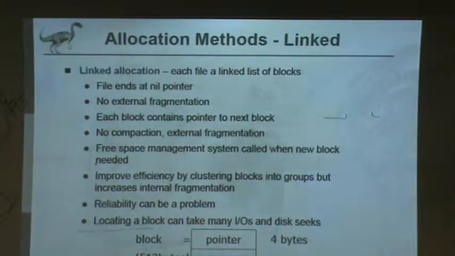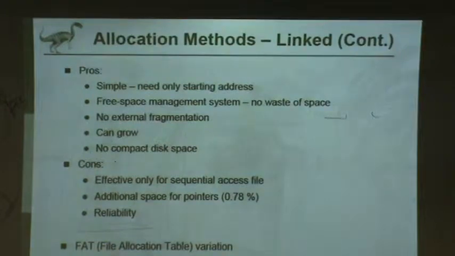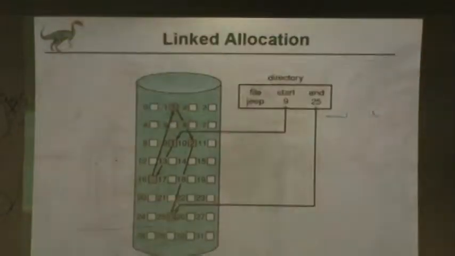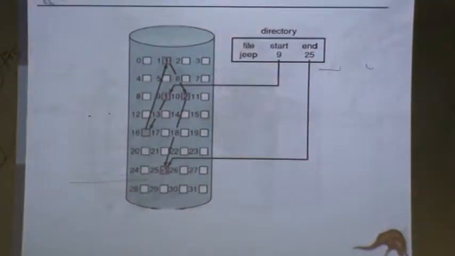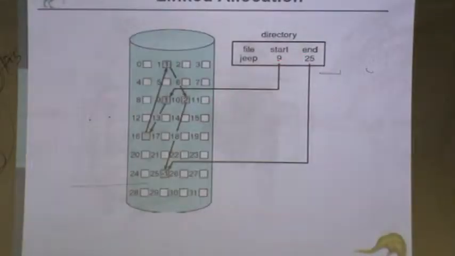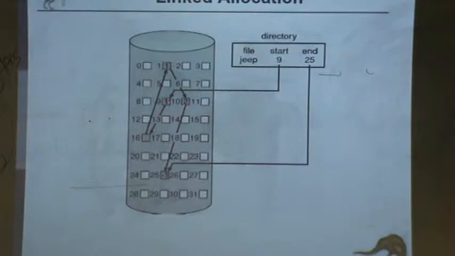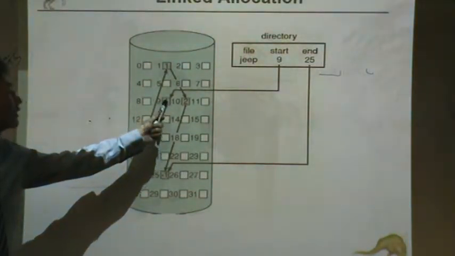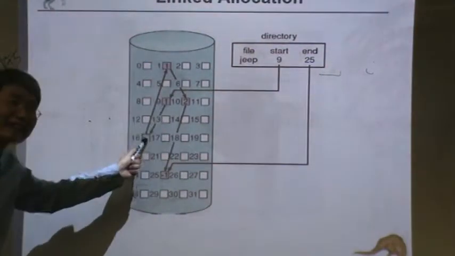The next approach for allocation is linked. Let's take a look at this example, then you can easily understand. So I'd like to create the file zip. It starts from block 9. Then I need 25, which means just go to the start, the 9th block, that is this one. Then it has the link for the next.